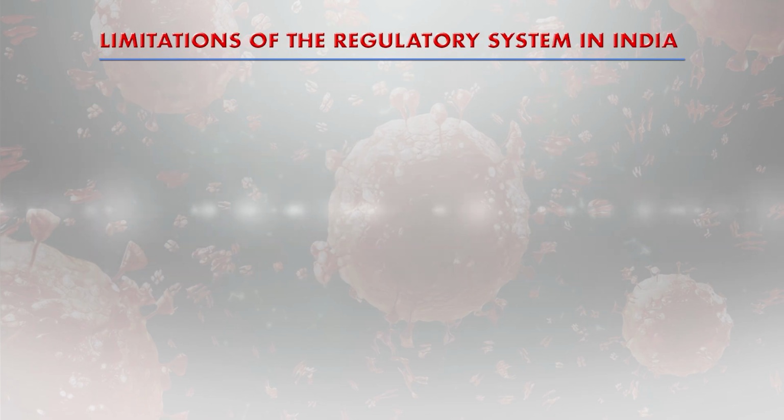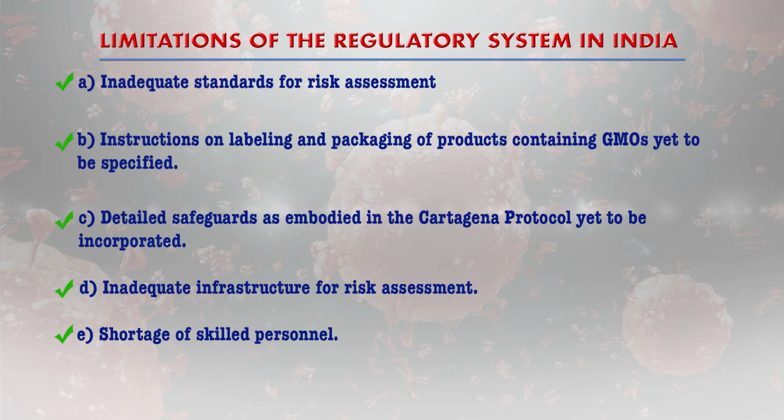So what are the limitations of the regulatory system in India? There could be inadequate standards for risk assessment, and instructions on the labeling and packaging of foods containing GMOs are yet to be specified. Detailed safeguards as embodied in the Cartagena Protocol need to be incorporated. There is also inadequate infrastructure for risk assessment and a shortage of skilled personnel in this area.